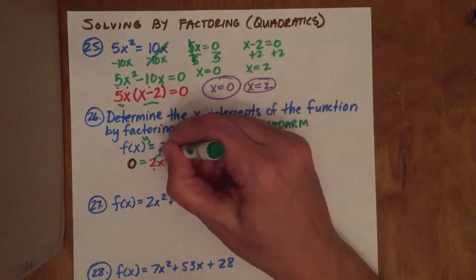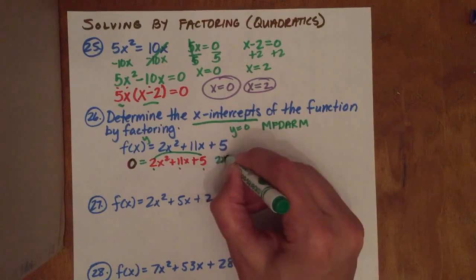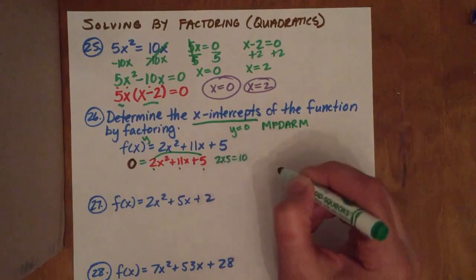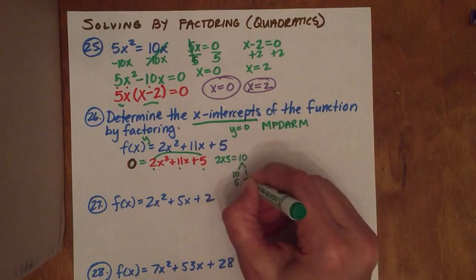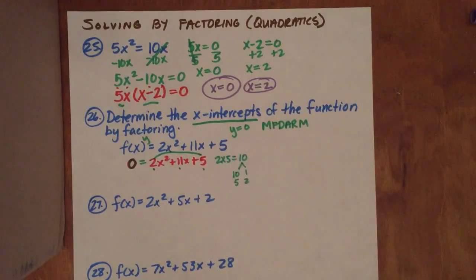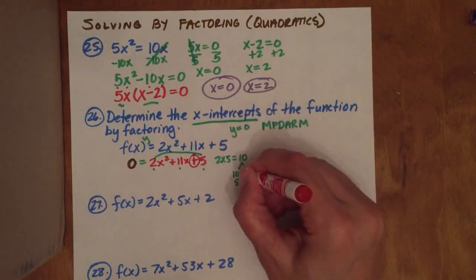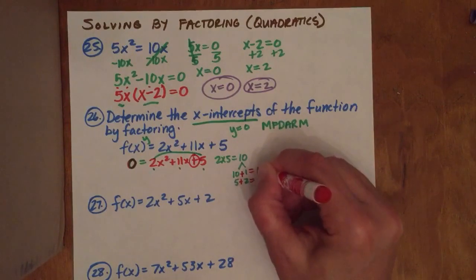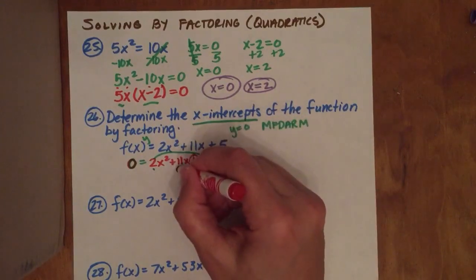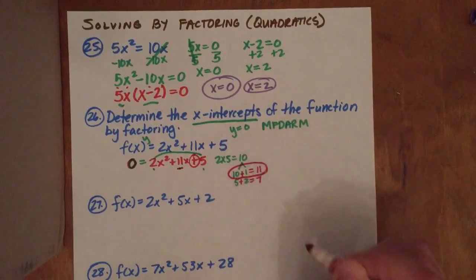So I'm going to multiply my A and C term. 2 times 5 equals 10. So I'm going to factor the 10. I've got 10 and 1 and 5 and 2. And looking at the sign of the C term, which is a positive, I'm looking for two terms that add to give me a value of 11. And that is 10 and 1.